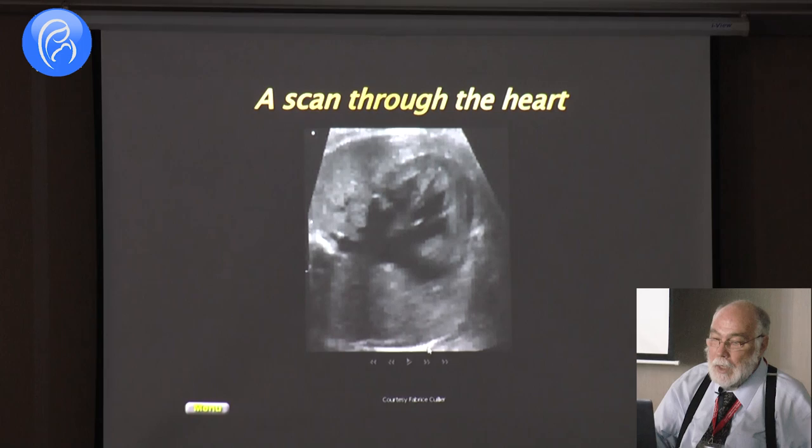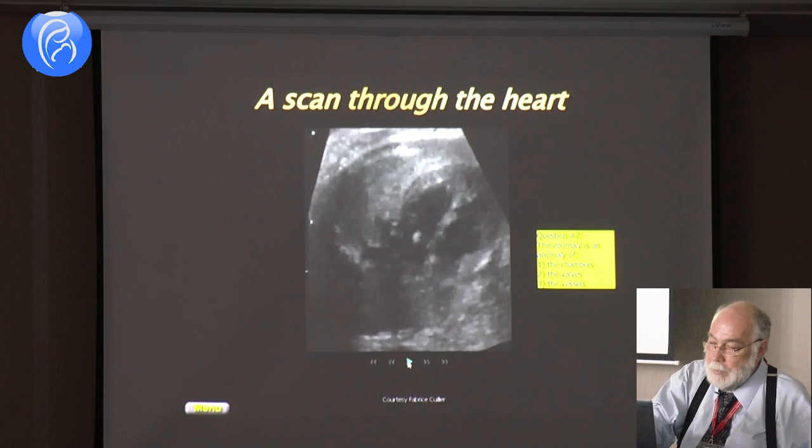Now, this is an ugly image, and I'm going to skip over it, but there's an anomaly here that I want you to recognize. What's the anomaly in this picture?